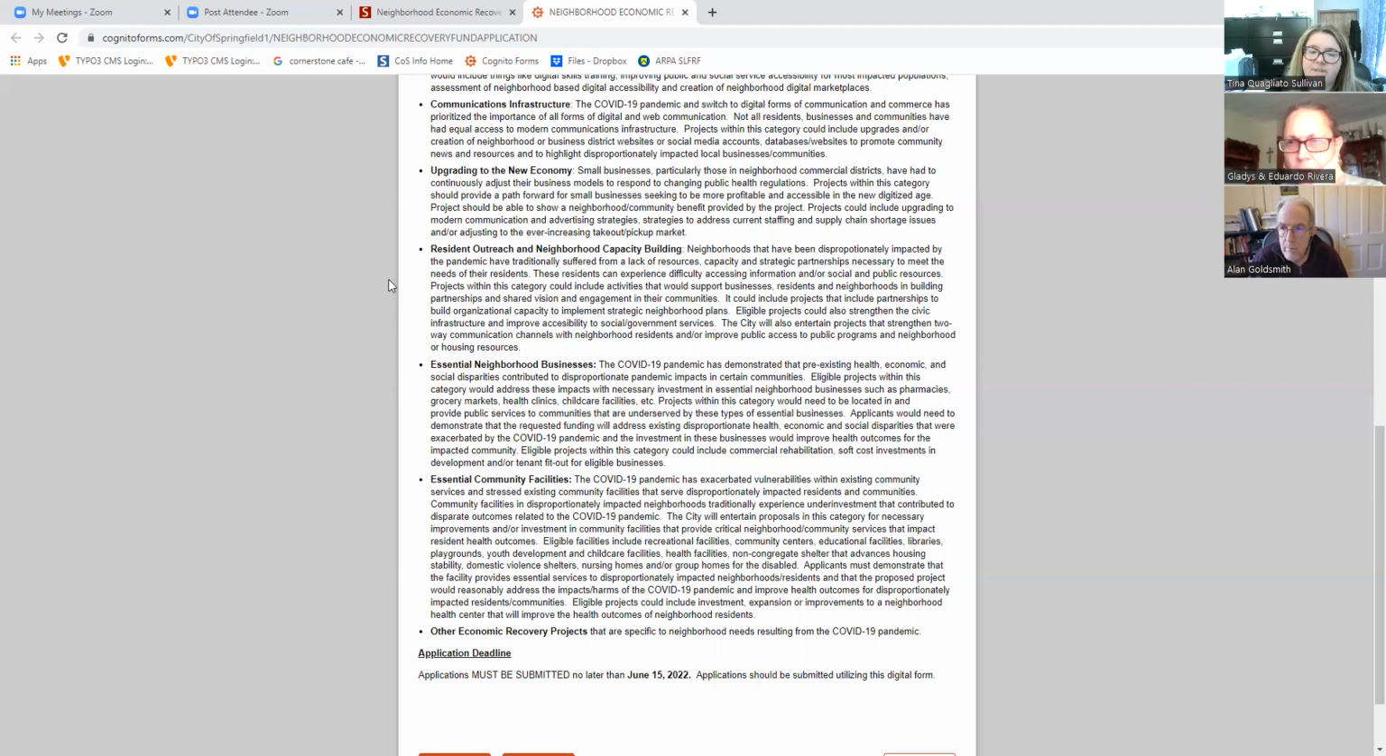Also in this category, projects that could potentially strengthen the civic infrastructure or improve accessibility to government or social services, projects that would strengthen two-way communication channels. So two-way communication between the city and residents or neighborhood organizations and residents, or improve public access to various public programs or neighborhood and housing resources.